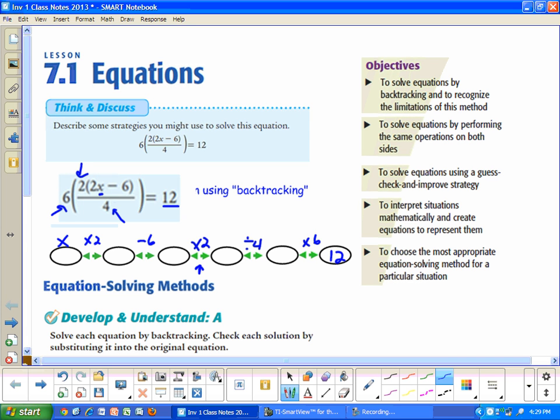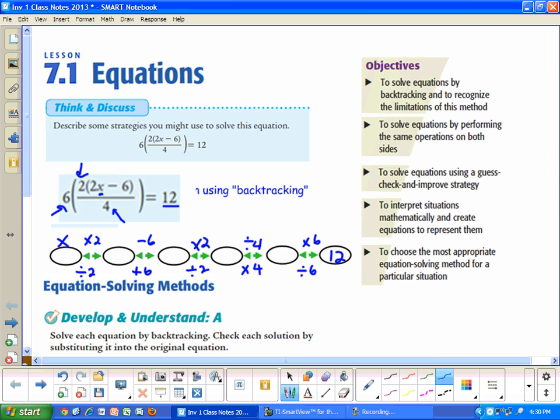Now, if I can identify the inverse operations of all those and work backwards, I can get back to the answer. So I'm just going to write down what the inverse operations are. The inverse of multiplying by 6 is dividing by 6. The inverse operation of dividing by 4 is multiplying by 4. The inverse of multiplying by 2 is dividing by 2. The inverse of subtracting 6 is adding 6. And the inverse of multiplying by 2 is dividing by 2. Now that I know all those, I can just work backwards.